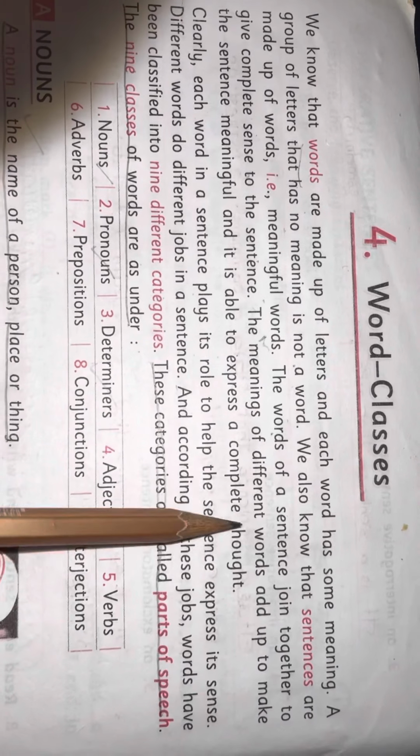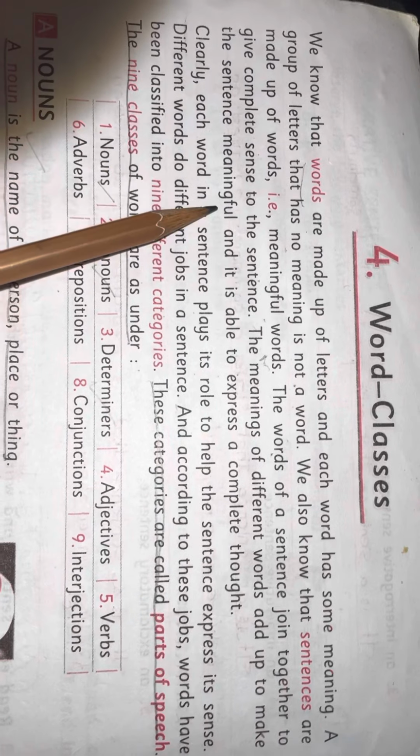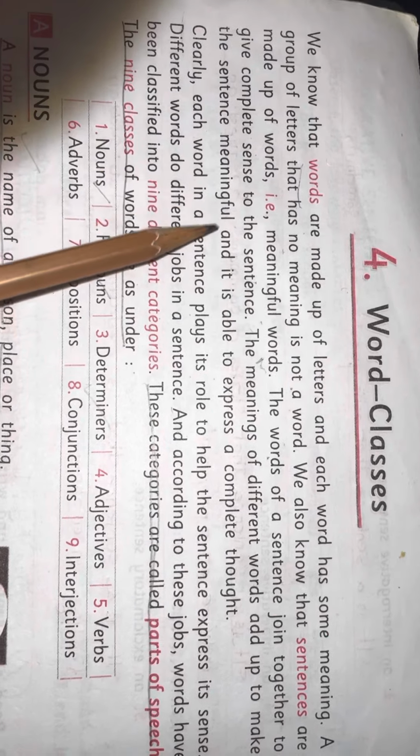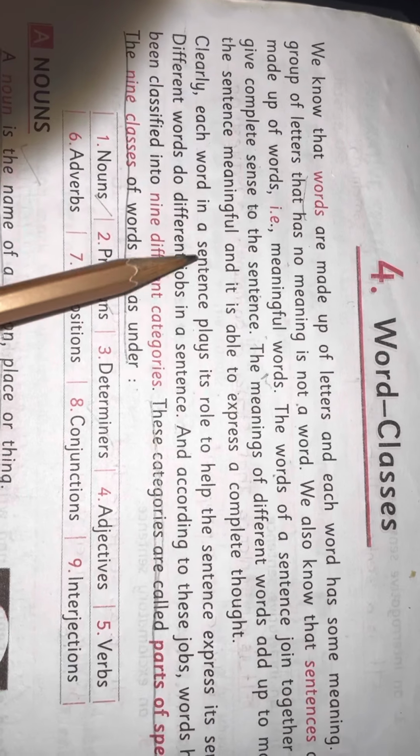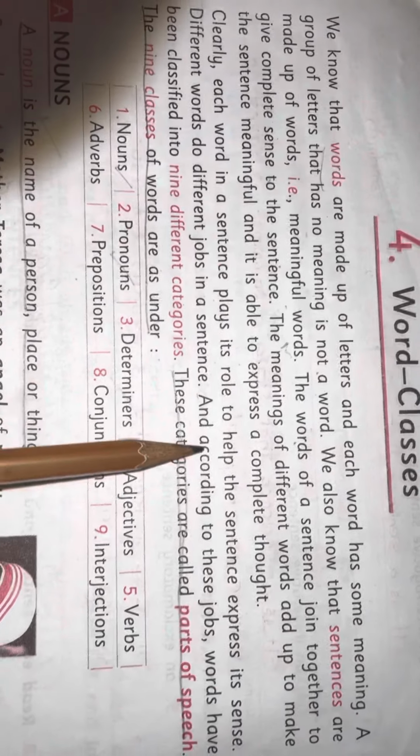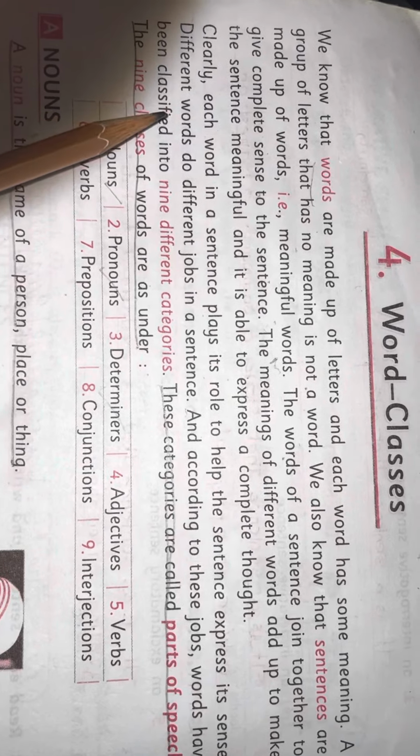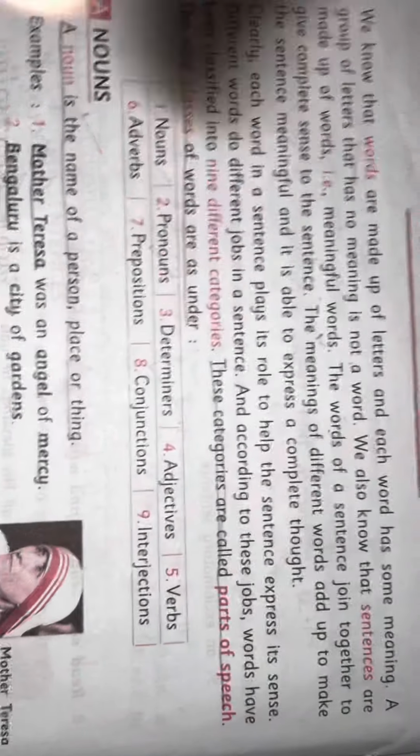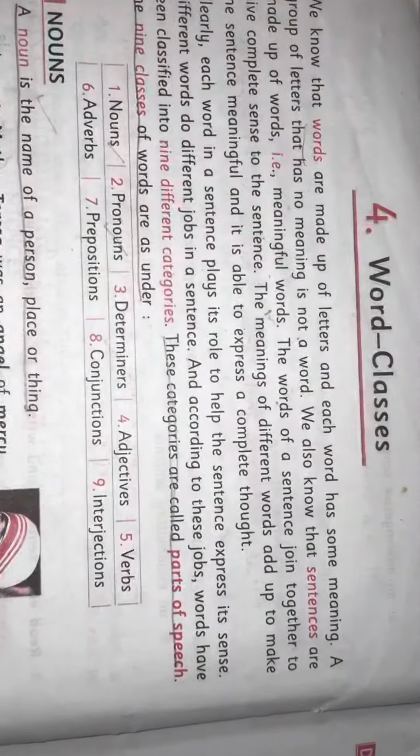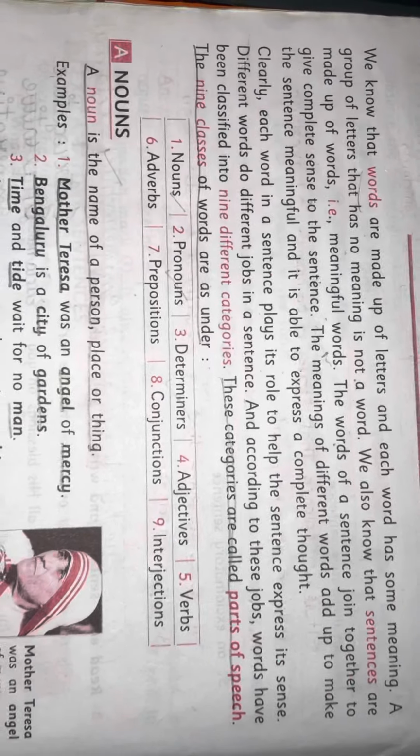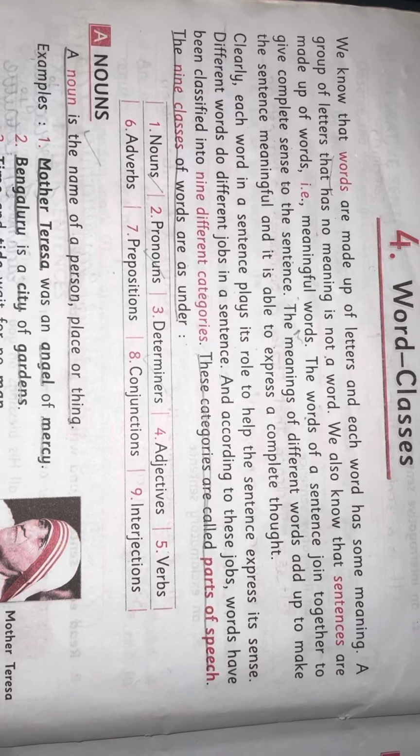The meaning of these different words adds up to make the sentence meaningful, and it is able to express a complete thought. Clearly, each word in a sentence plays its role to help the sentence express its sense. Different words do different jobs in a sentence, and according to these jobs, words have been classified into 9 categories.